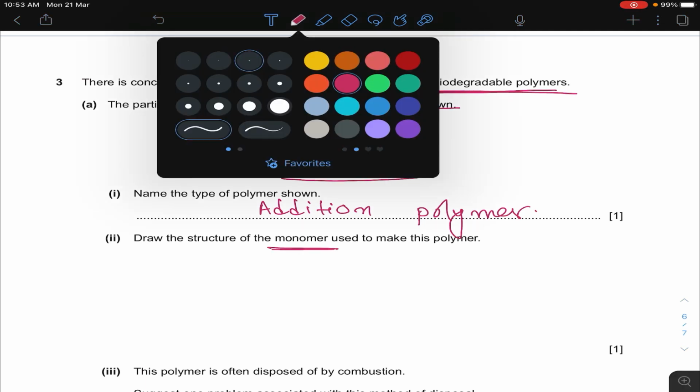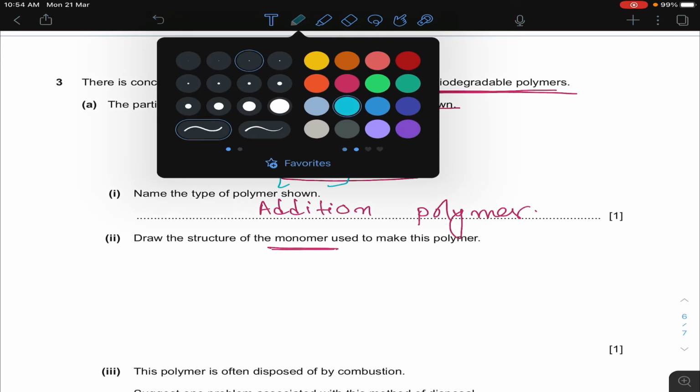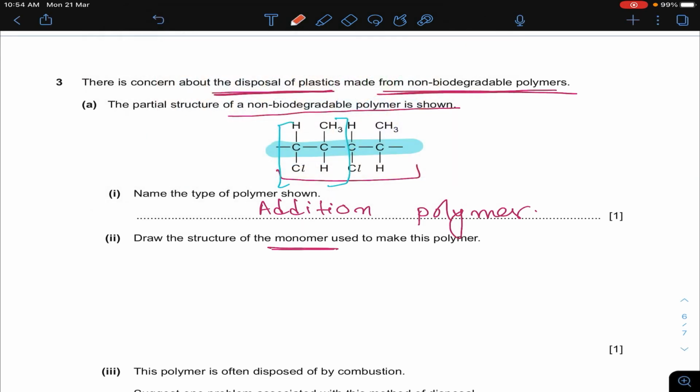Draw the structure of the monomer used to make this polymer. So again the same practice, the repeat is of 2 carbon atoms, right? So that means we have 3 carbon atoms in the repeat. 1, 2, 3, H, Cl. And for the monomer we have to draw the double bond. So this is the structure of the monomer.